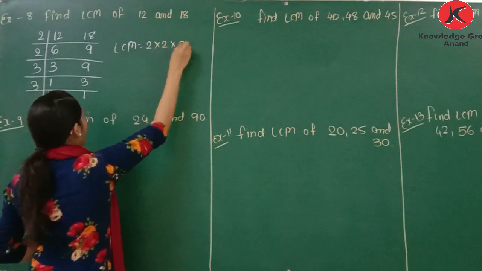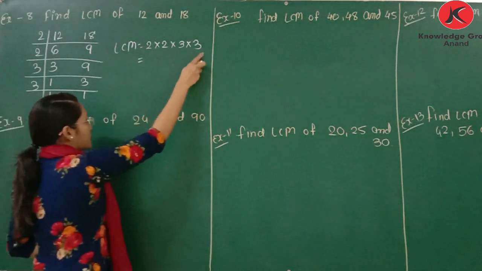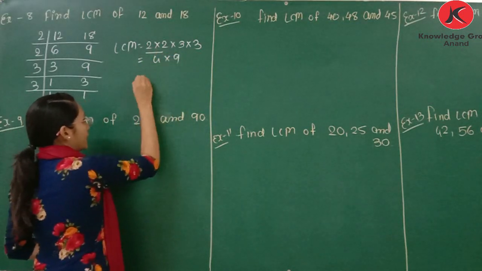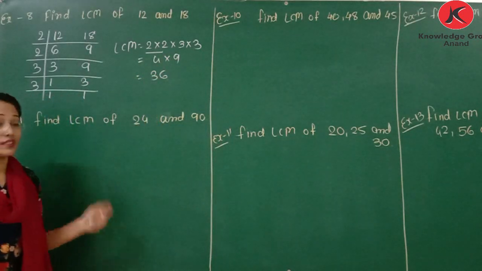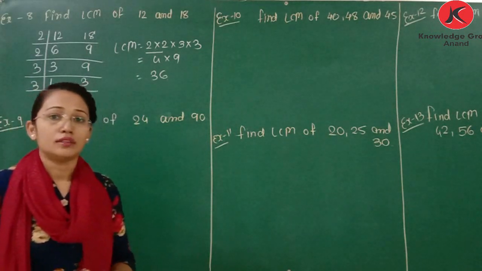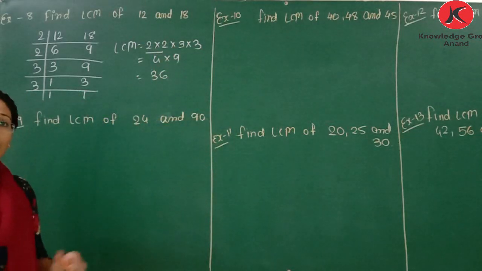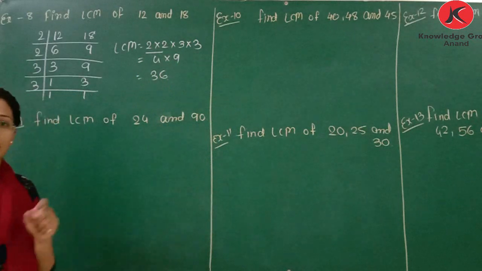Factors are, now multiply: 3 3s are 9, 2 2s are 4, 4 9s are 36. That is the LCM. You can also say that LCM means we are finding the number that is divisible by both 12 and 18.